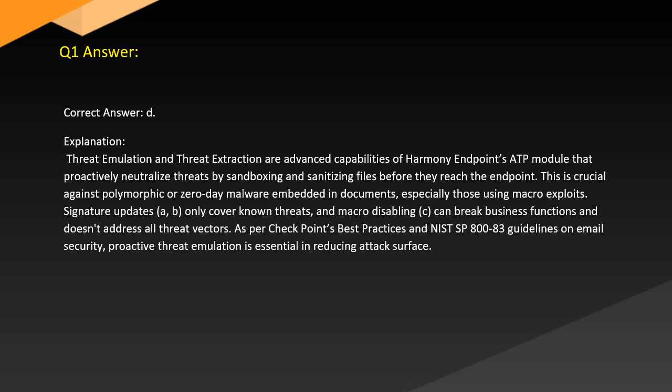The signature updates in A and B only cover known threats, and macro disabling in C can break functions and doesn't address all threat vectors. As per Check Point's best practices and NIST SP 800-83 guidelines on email security, proactive threat emulation is essential in reducing the attack surface.